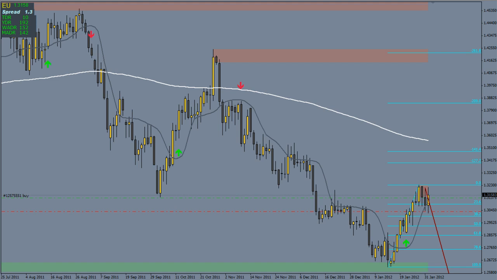This is the euro dollar, and I took a long, I think it was yesterday or the day before. This is the daily time frame. You can see the 5-20 EMA cross. I didn't get the initial cross, so I'm looking for pullbacks, and I saw this pullback and decided to take it long, the small position.